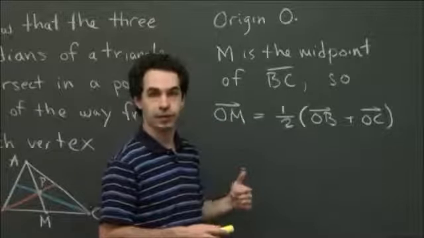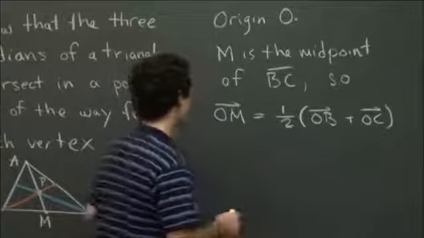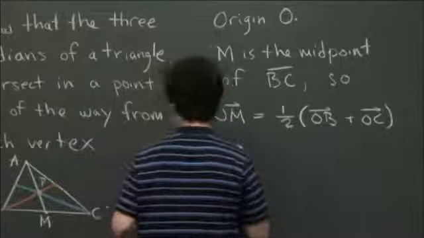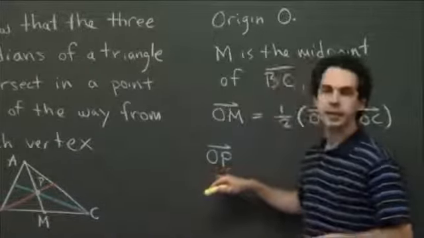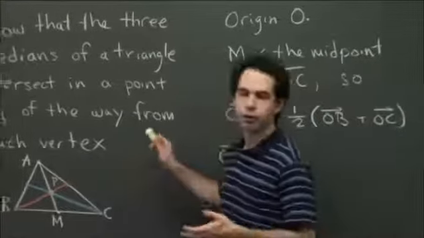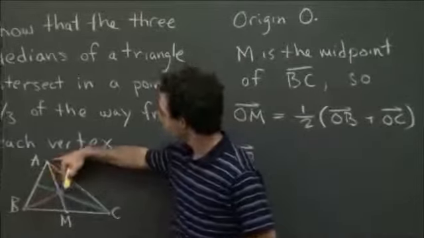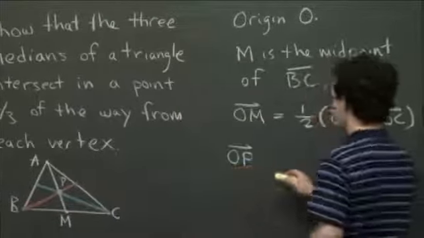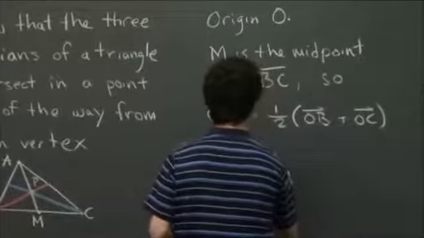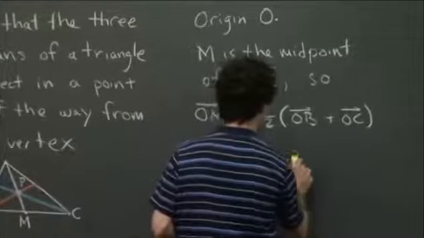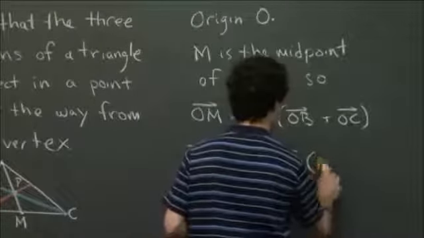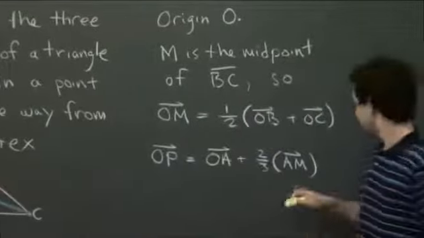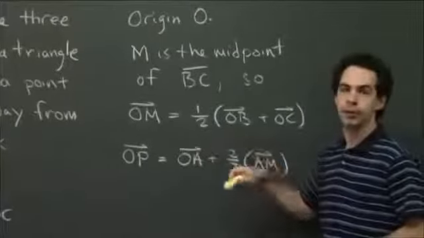Now we have to figure out what the position vector of P is. In order to get from the origin to point P, we have to go from the origin, wherever it is, to A. And then we have to go from A 2/3 of the way to M. So the vector OP is equal to OA plus 2/3 of the vector AM. Because it goes 2/3 of the way from A to M in order to get from A to P.